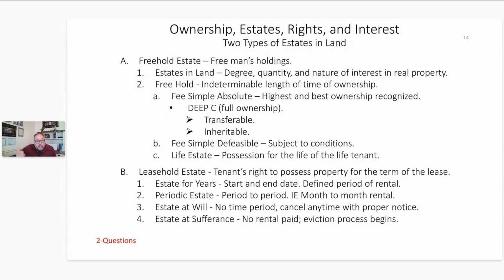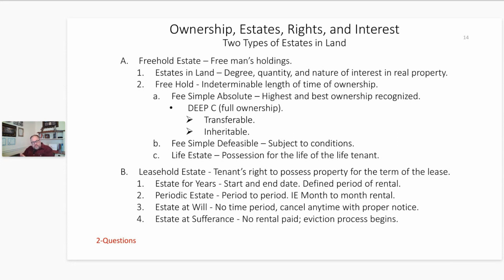All right, continuing on. Got two questions I'm going to ask in this slide. Now, let's go back and just do a little bit of a review for freehold, and then we're going to look at leasehold. Remember the word estate in land means the degree, quantity, and nature. How do I own this property? Do I own it? What is the nature of my interest in this property? I can own it or I can rent it.